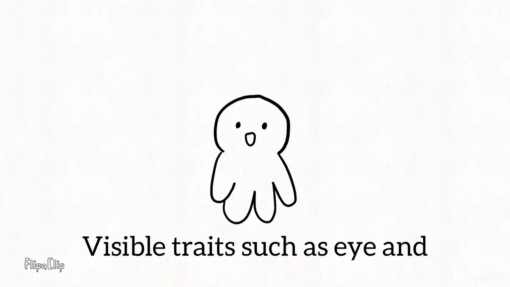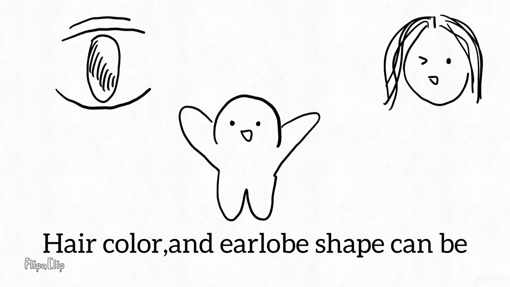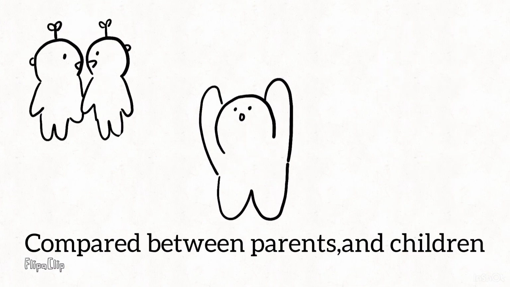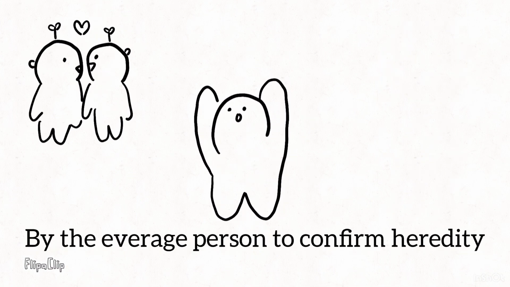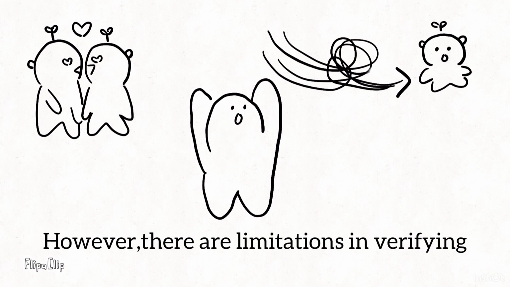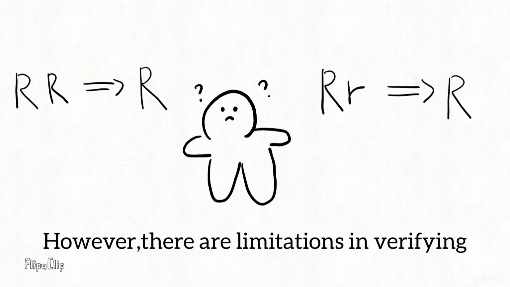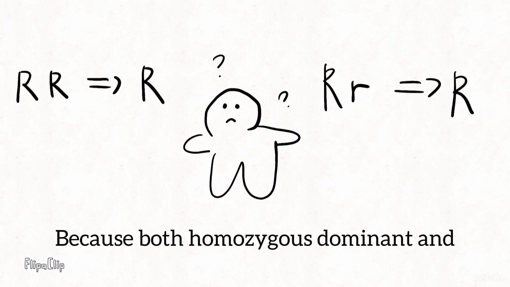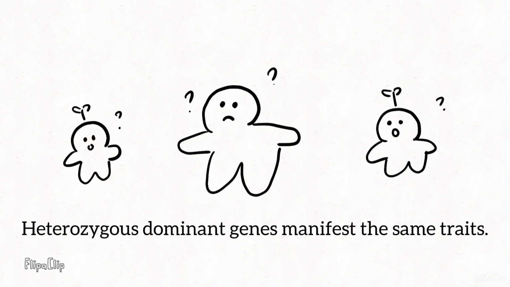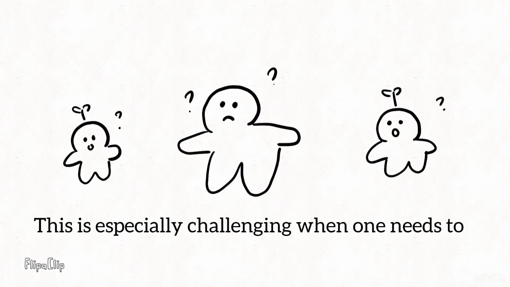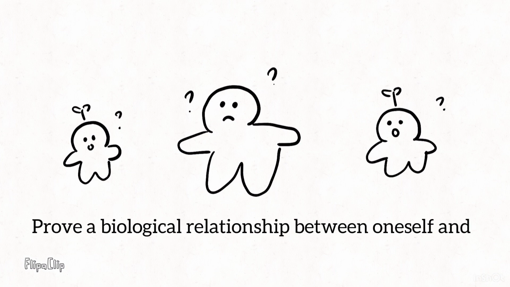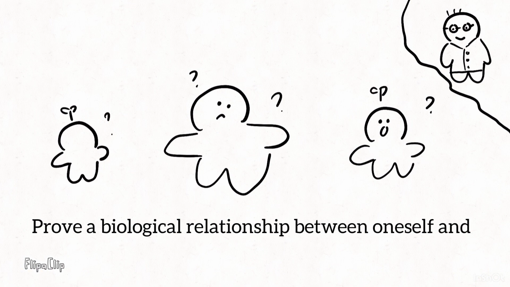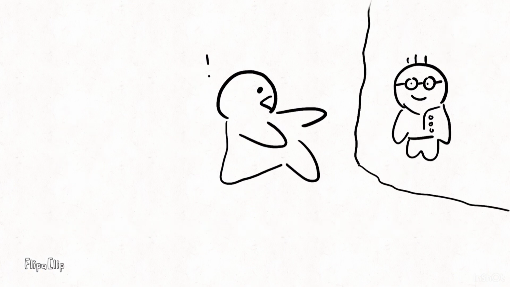Visible traits such as eye and hair color, hair parting, and ear lobe shape can be compared between parents and children by the average person to confirm heredity. However, there are limitations in verifying the principles of heredity with such traits because both homozygous dominant and heterozygous dominant genes manifest the same traits. This is especially challenging when one needs to prove a biological relationship between oneself and one's child due to a special accident or event.